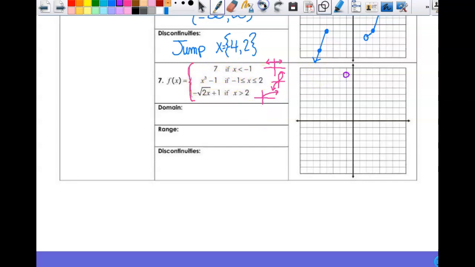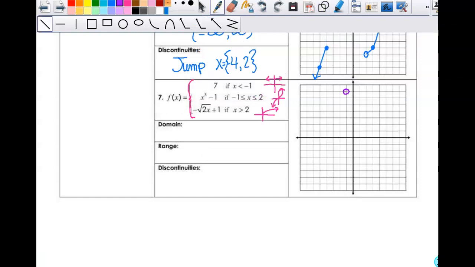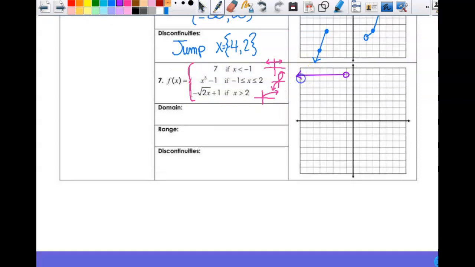Oh, well, maybe I'd make a better line. So it looks like this. Okay. Then I'm going to get my endpoints. Now I have 2 endpoints, so I'm just going to do them both here. So I've got -1. When I substitute that in here, -1 cubed is -1, minus 1 is -2. So I'm going to go to -1, -2, and that's a closed circle because it's less than or equal to.